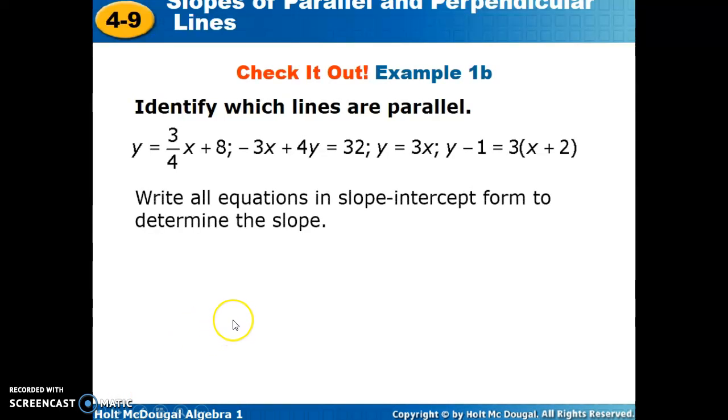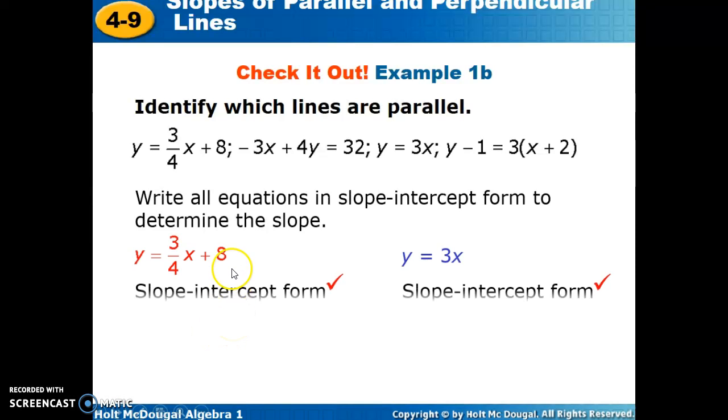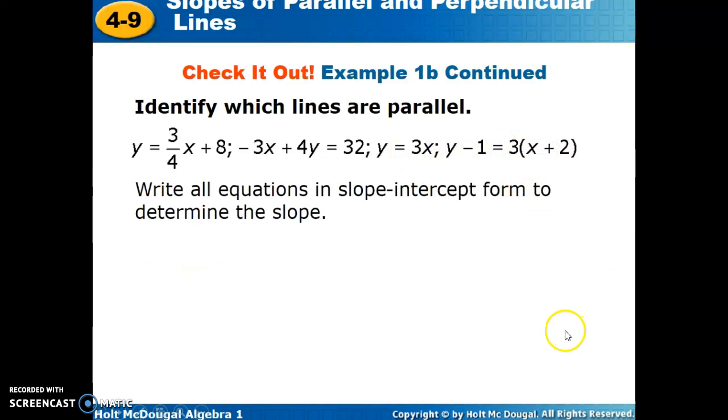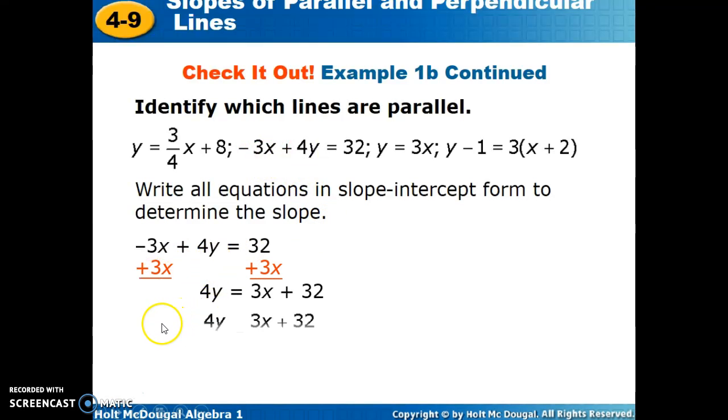So we want to write all of them in slope-intercept form. The first one is. The second one's in standard form. This one is in slope-intercept form. And this one is in point-slope form. Write all of them. So we're going to take the one in standard form, -3x plus 4y, and we're going to isolate y by adding 3x and dividing by 4. We get y equals 3/4 x. Let's look at that slope and that slope. We can see that those will be parallel.